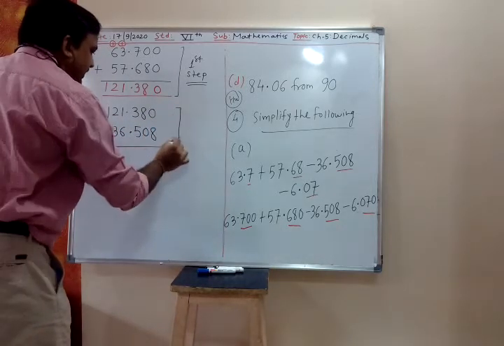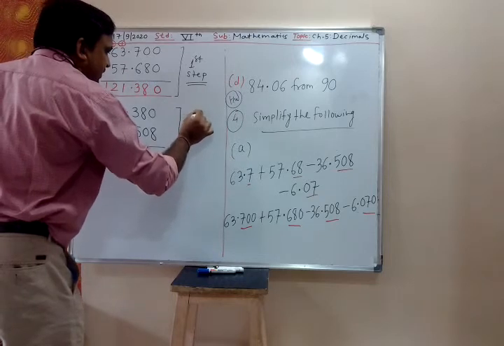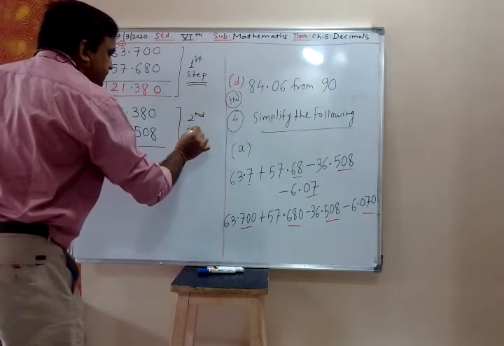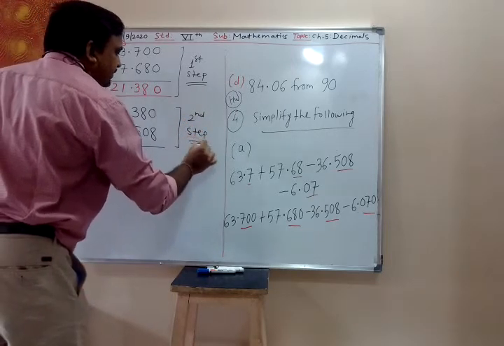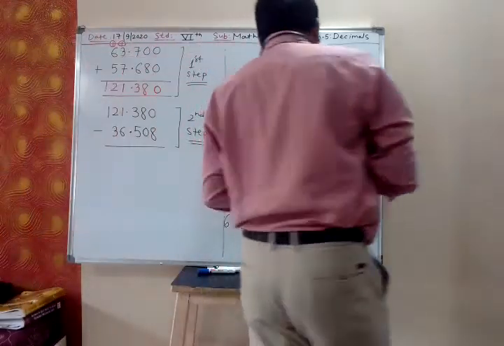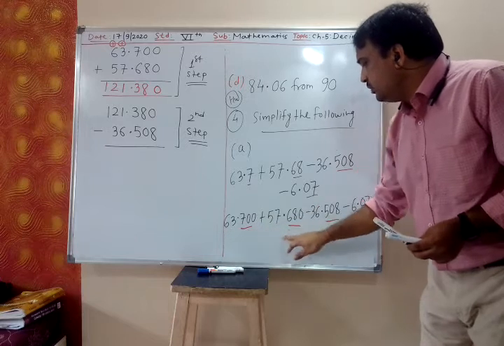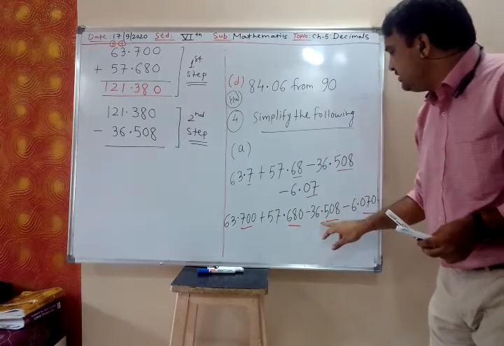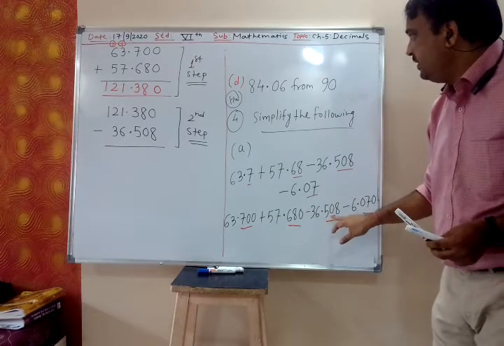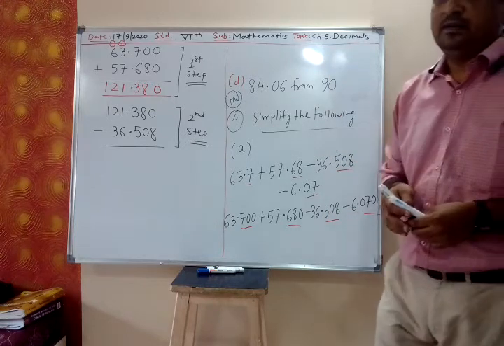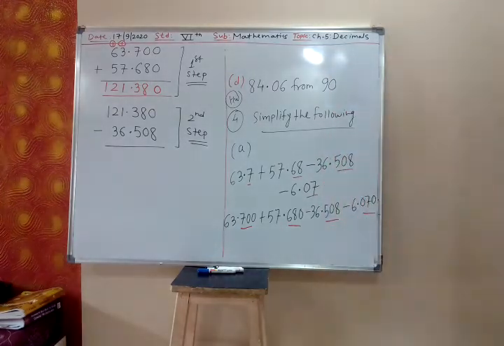And this will be my second step. In first step I will add these two. Then whatever is the total, from that total I will subtract 36.508. That is my second step. Subtract, all of you. Let me see.